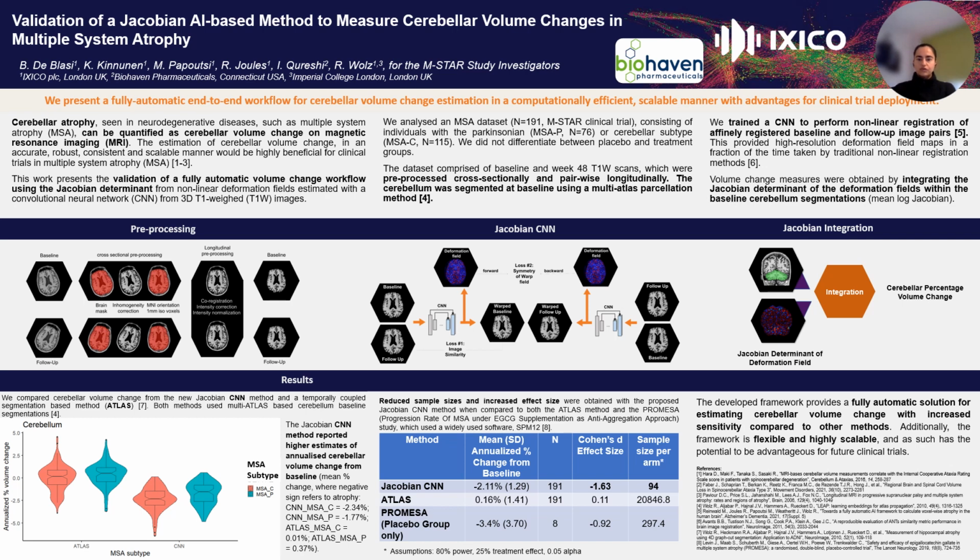For the purpose of this work, we analyzed data from the MSTAR clinical trial in MSA, which consisted of individuals with both the Parkinsonian and the cerebellar subtype. In total, there were 191 participants, and 76 of those had the MSAP subtype, and 115 had the MSAC subtype. We did not differentiate between placebo and treatment groups because the labels weren't available.